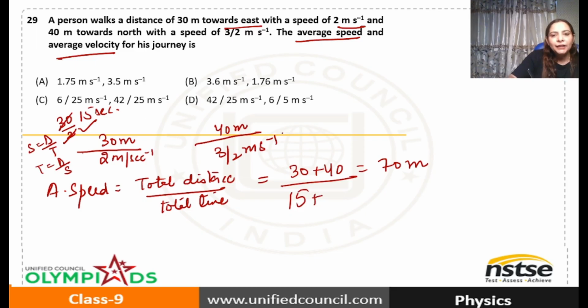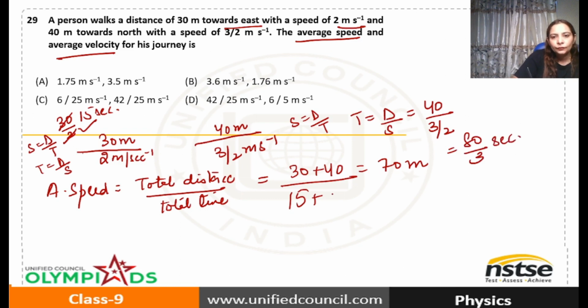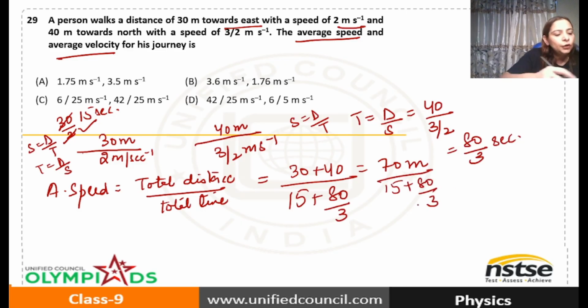Okay, and for this again speed is equal to distance by time, or we can write time is equal to distance by speed. Distance is 40 and this is 3 by 2. So it comes out to be 80 by 3 seconds. So this is the total time. So if we wish to find average speed, we can use this expression, and if you solve for it, you will get the answer as 42 by 25 meter per second. This is the average speed.